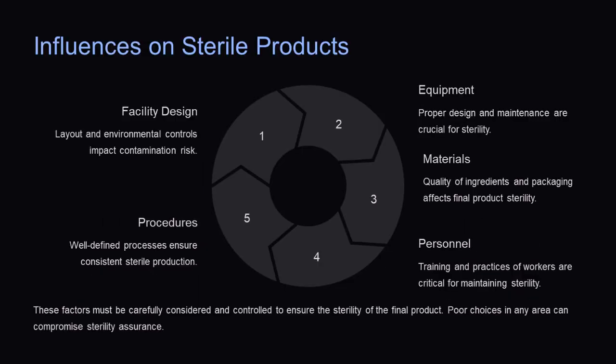Several factors influence the sterility of products, including facility design, equipment, materials, personnel, and procedures. Proper design and maintenance of facilities and equipment are crucial for sterility. The quality of ingredients and packaging materials also affects final product sterility. Personnel training and practices are critical, and well-defined procedures ensure consistent sterile production.